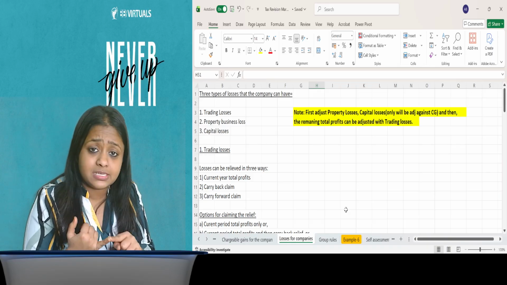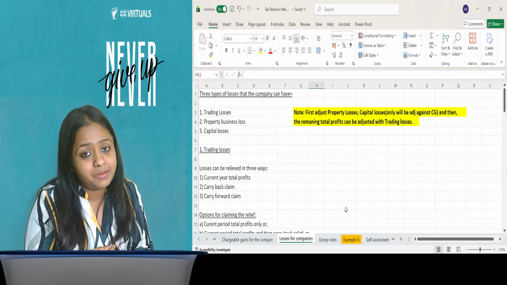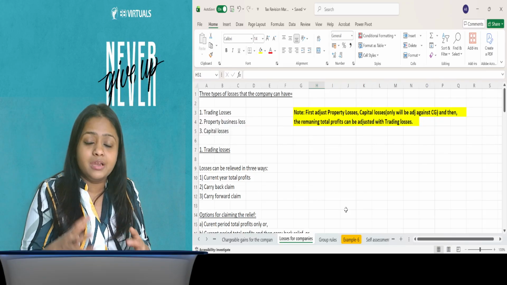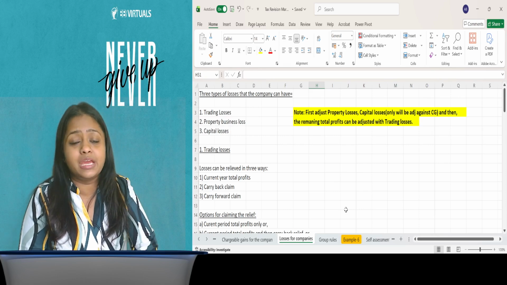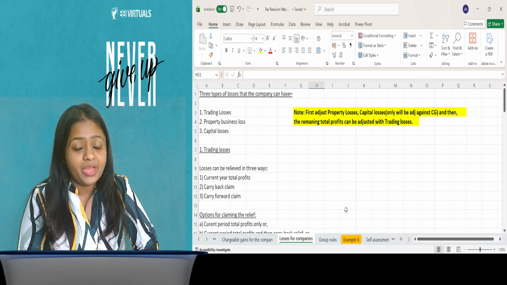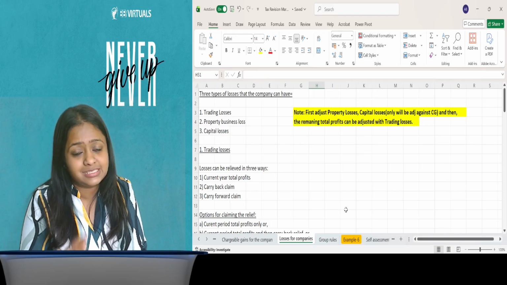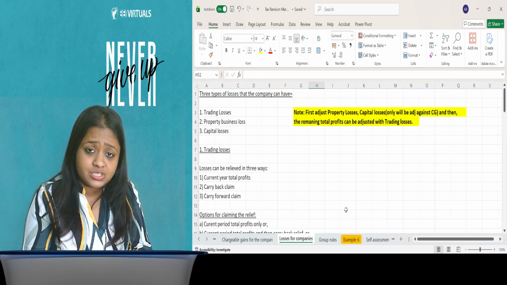So property losses can be used for losses relief. Trading losses can be adjusted, of course. The trading loss will be adjusted. Current year trading loss will be adjusted in full, and any brought forward trading loss can be adjusted partially also. Then capital losses will be adjusted within their own head, that is chargeable gains only, and that's all.